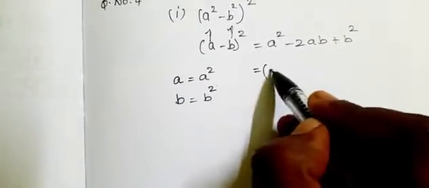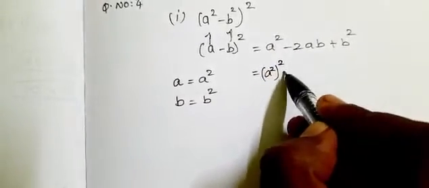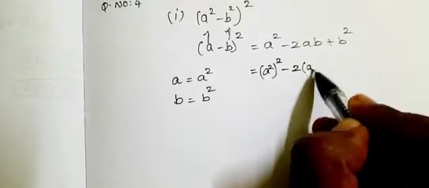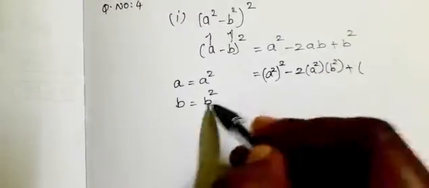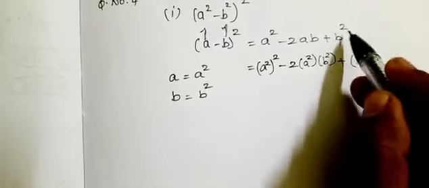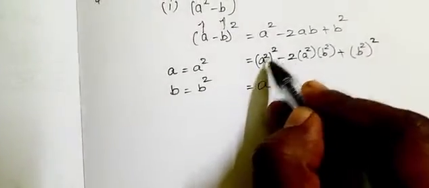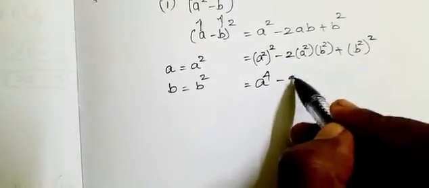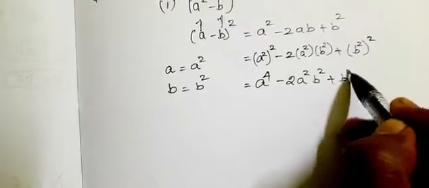A means we have to substitute a². Then there is already a square in the expansion. Minus 2a²b², plus the b value, which is b². Again there is a square in the expansion. So a to the power 2 times 2 is 4: a⁴ − 2a²b² + b⁴.